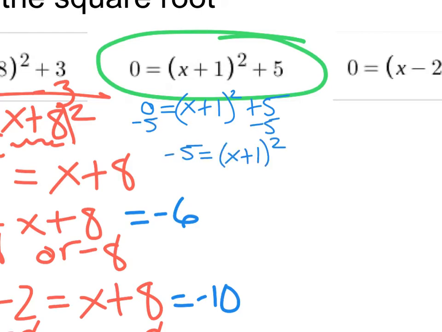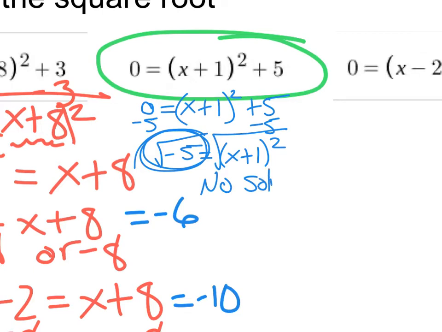First, I subtract 5. Now I take the square root of both sides, and I'm trying to find some number that when I square it gives me a negative 5. This is never going to work. You can't take the square root of a negative number. So we say no solution, because the square root of negative 5 is not real.